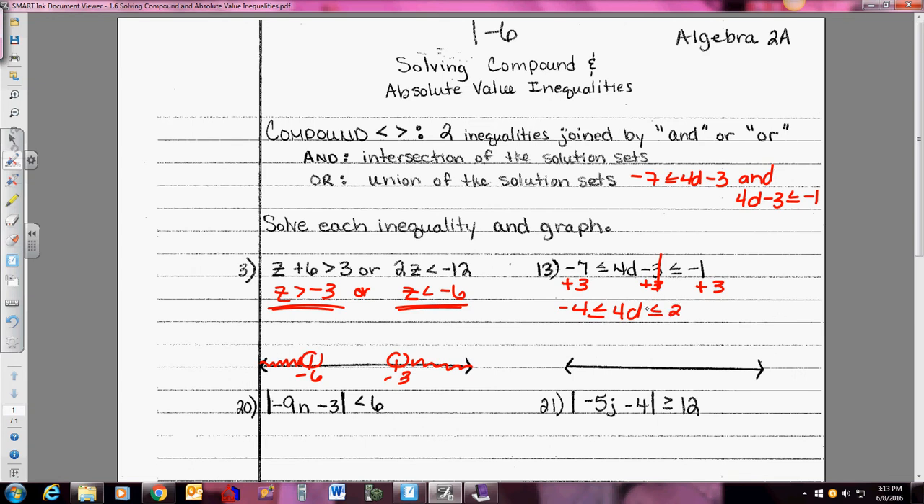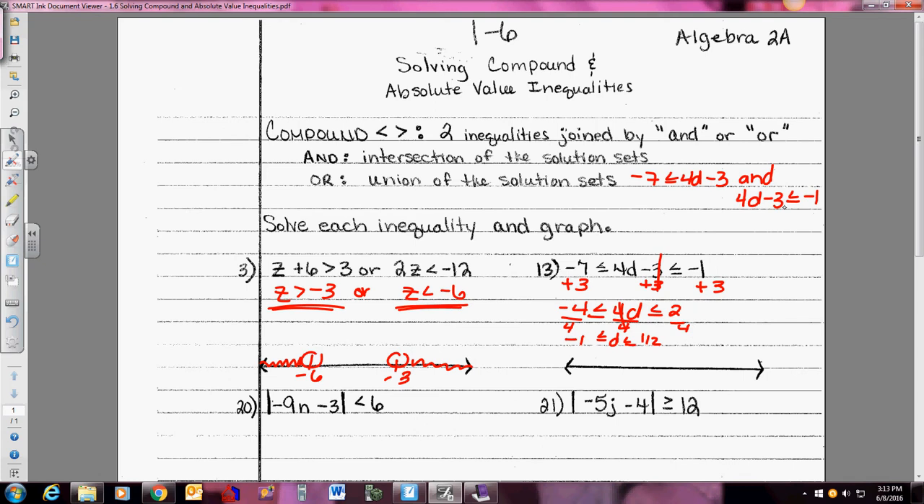Now what's in the way of d being alone? The 4. So I divide by 4 everywhere. So this ends up being -1 less than or equal to d less than or equal to, always reduce, 1/2. -1 less than or equal to d less than or equal to 1/2.